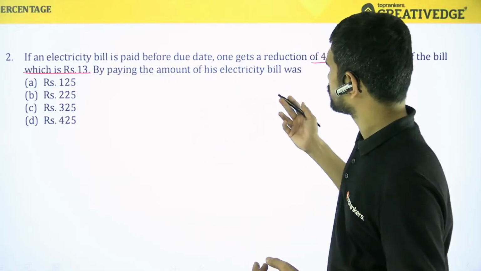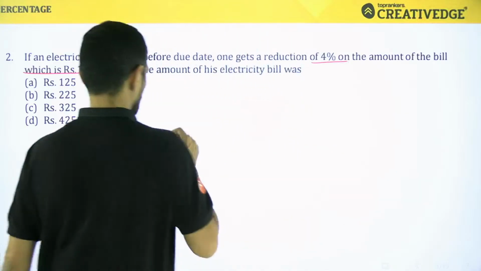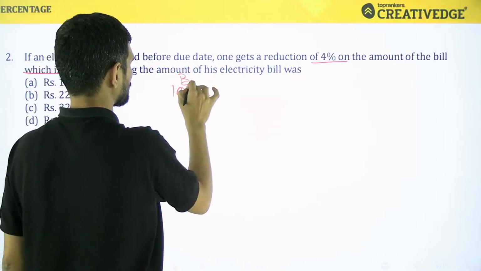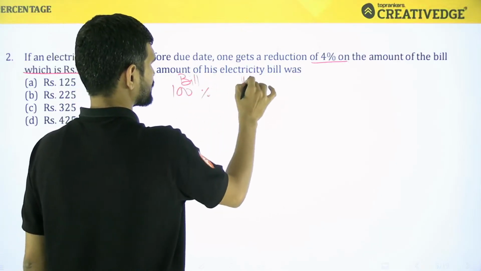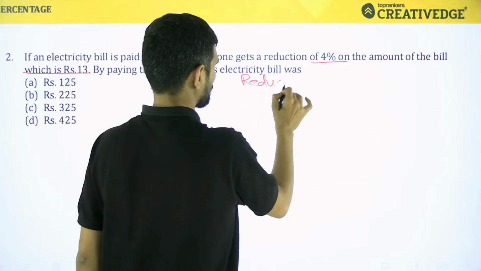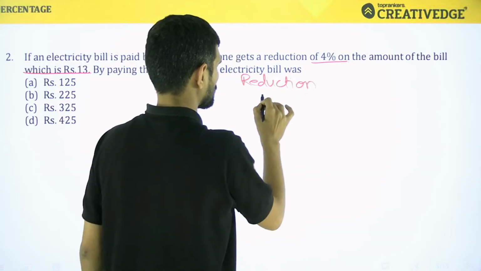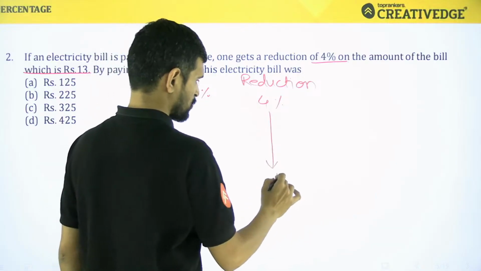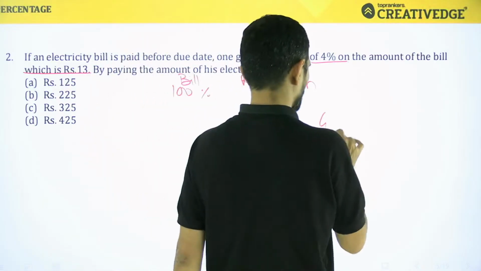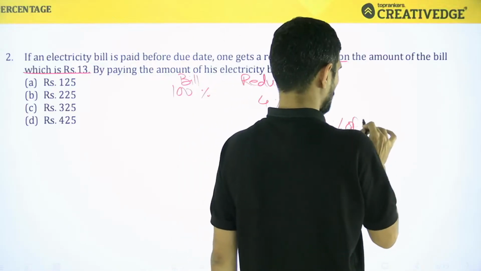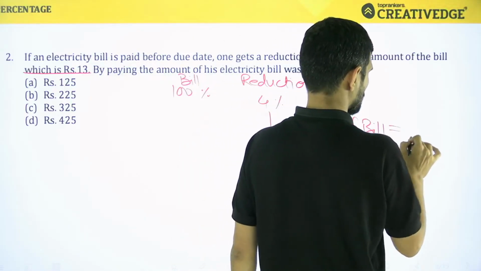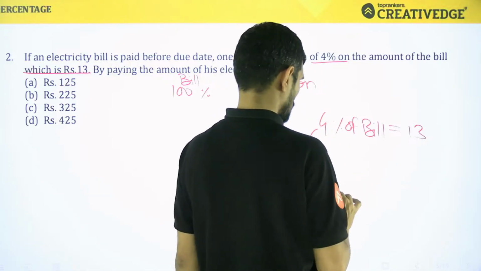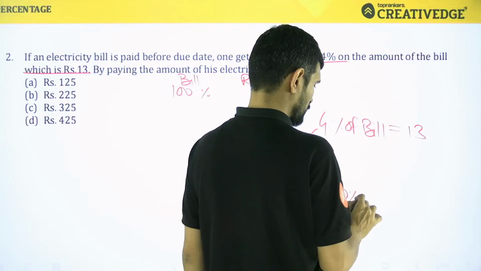So let's look at this particular question. In terms of percentage, the bill is 100%, the reduction is 4%. What we can conclude is that 4% of the bill is equal to rupees 13. So 4% of the bill is 13. I need to convert this into 100% of the bill.